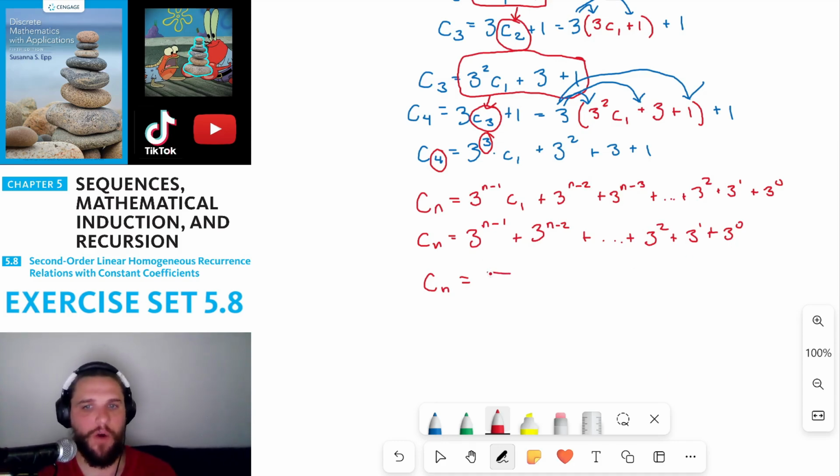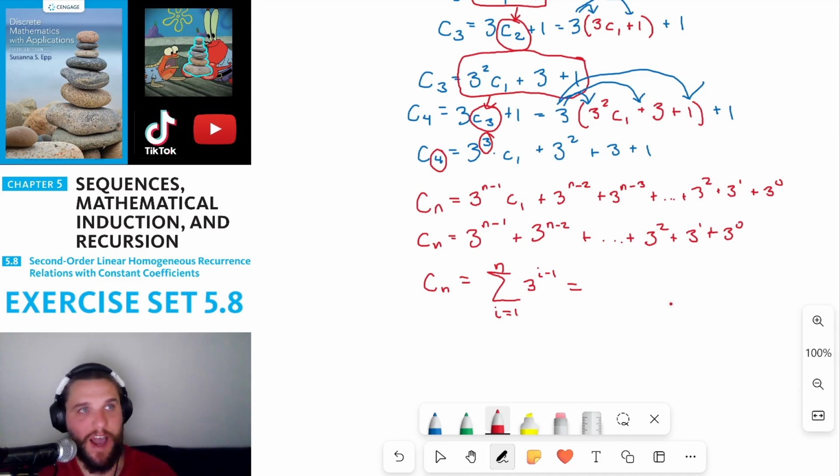And just to show that it's a geometric series, I'll write this in sigma notation. If we start at i equals 1 and go to n, then we have to ensure that the exponents start at 0 and end at n minus 1. So this will be 3 to the i minus 1 power. So the first term in the series would be 3 to the 0th power, and the last term in the series would be 3 to the n minus 1 power. This is a geometric series.